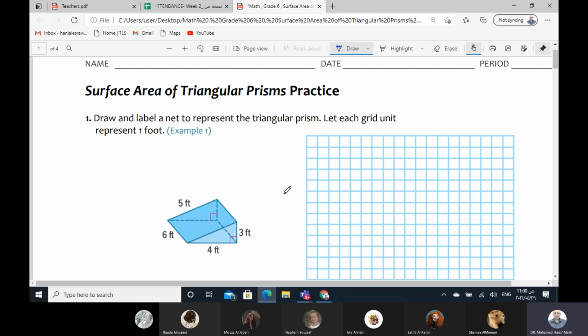Math grade 6. Today we want to continue our work of yesterday in the surface area of triangular prisms. We have today some practice. Exercise number 1. Draw and label a net to represent the triangular prism. Let each grid unit represent 1 foot.